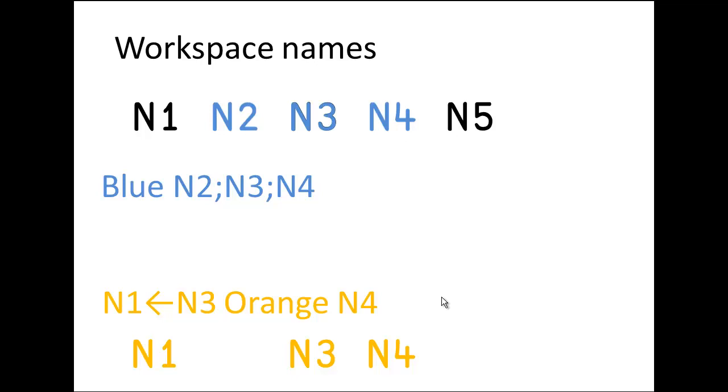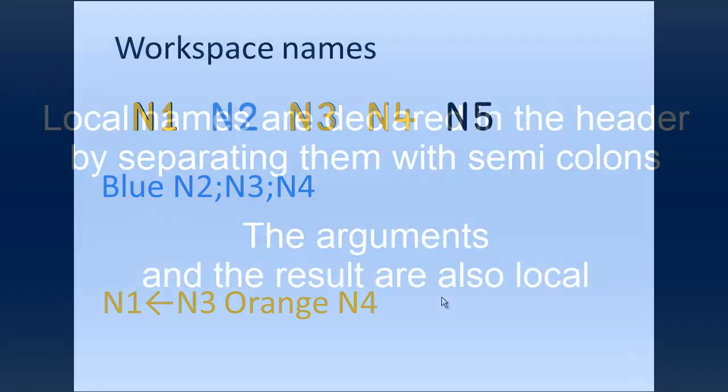If blue subsequently calls orange, then orange N1, N3, and N4 shadow N1 from the workspace, N3 from blue, and N4 from blue. So all it sees is its own N1, of course, N2 from blue, N3 and N4 from itself, and N5 in the workspace.